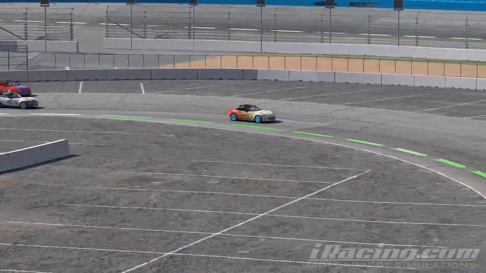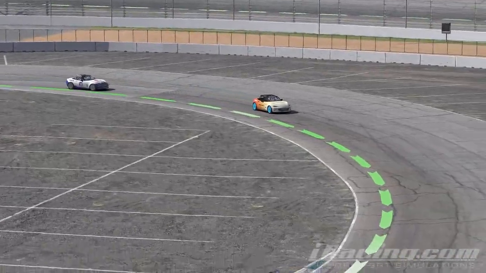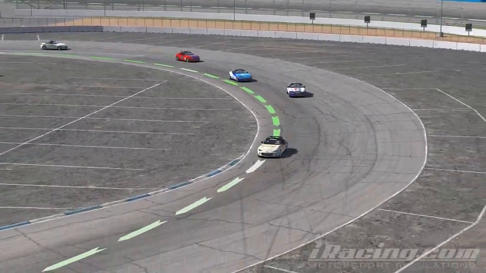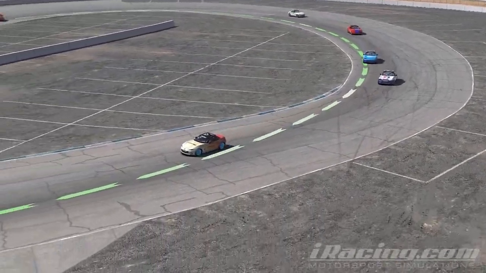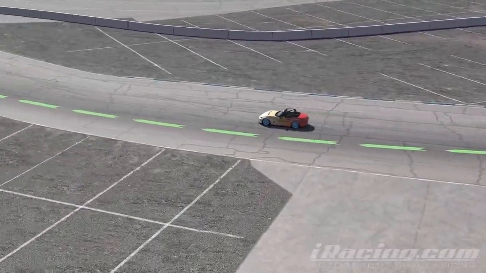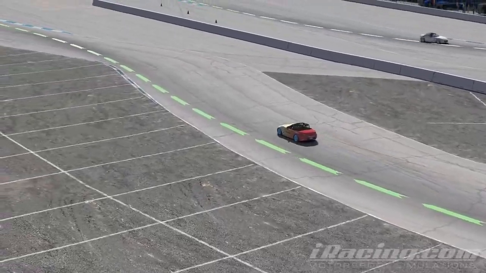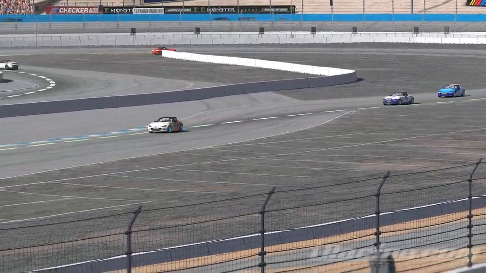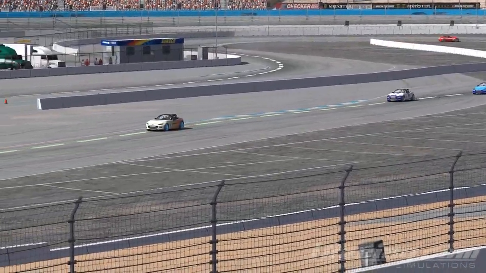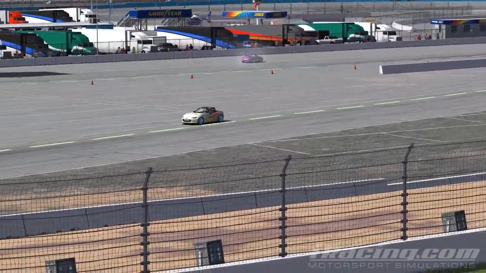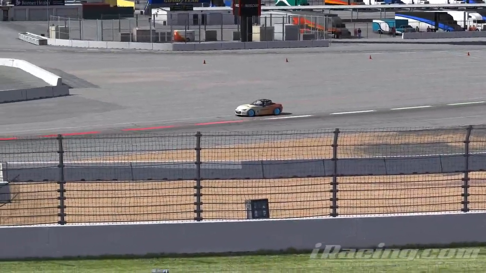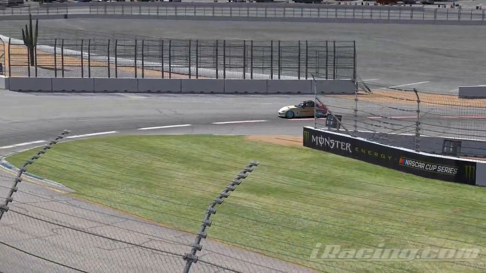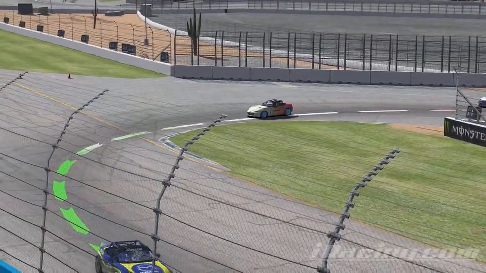There are two key situations at corner entry. Situation 1, the trailing car has not gained position on the leading car. This is defined at the corner entry point if the nose of the trailing car has not reached the rear axle of the leading car. In this case, the leading car can take the racing line or any desired line through the corner.